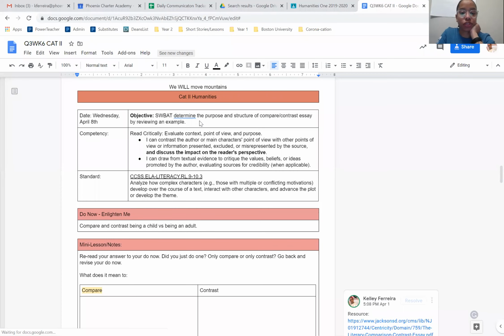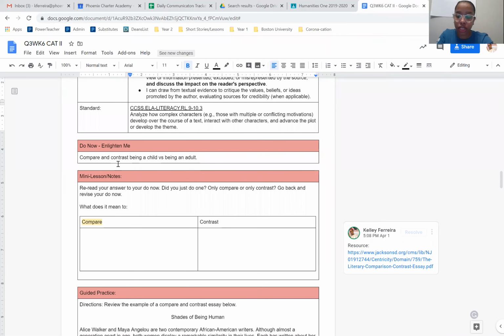Okay. So today you guys are going to be able to determine the purpose and structure of a compare and contrast essay per review and example. Because our capstone QPA is you students writing a compare and contrast essay, I figured the best thing was for you guys to look at what it looks like first so that you can then be able to write one on your own. So just a simple compare and contrast essay question.